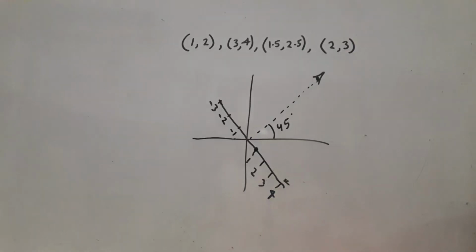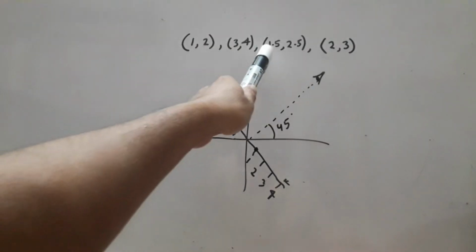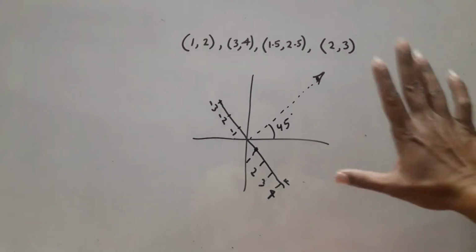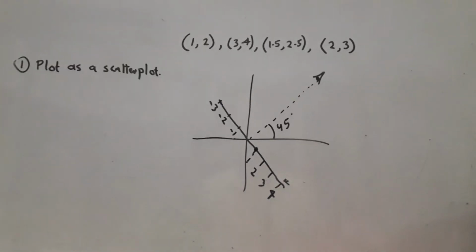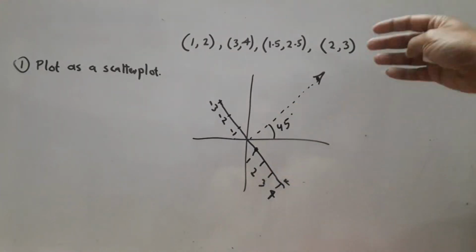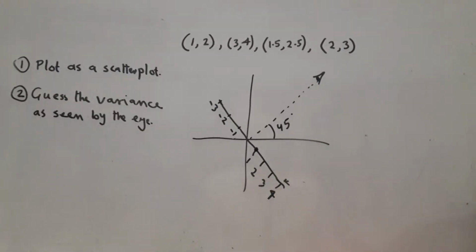In this exercise, I have given you 4 points. So this is x1, y1, x2, y2, like that, x4, y4. Your first job is to plot these things as a scatter plot in the xy plane. Now, I have given you the position of the eye that is looking down like this parallelly at a 45-degree angle. Just by thinking about the geometry, you have to tell me the variance of the points as seen by the eye.